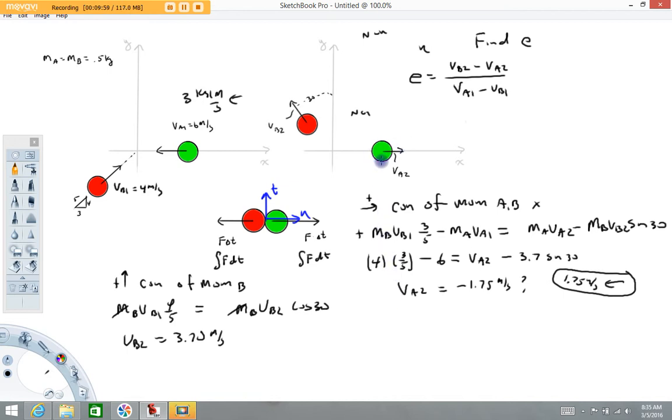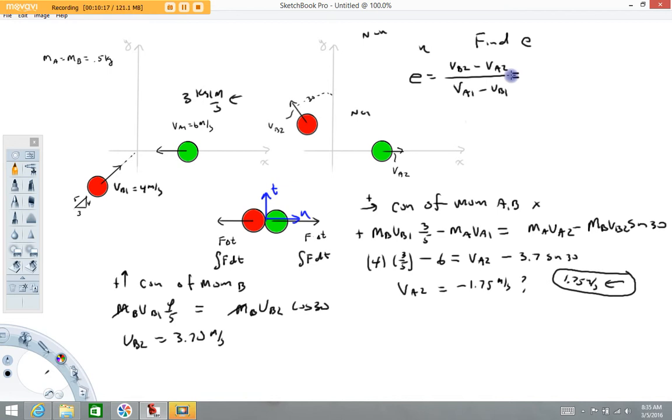I'm just going to leave it exactly the way it is and keep going. As long as you're consistent in the problem, everything will work out just fine. All right, so we know VB2, we know VA2. Now it's just a matter of calculating our coefficient of restitution. So I'm going to do that right here. And all we've got to do is put in the numerical values.